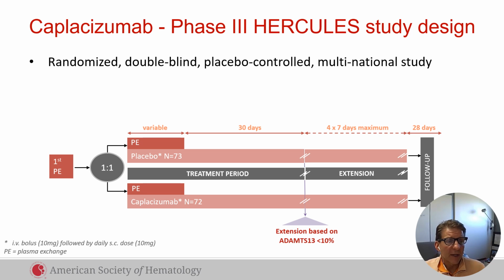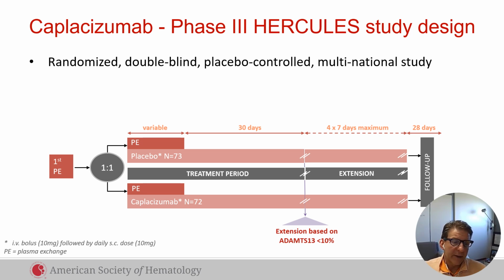So this is a significant clinical event that, as you can see from the previous data, rituximab and steroids really have not been able to address. This is the schema from the phase 3 caplacizumab study, the HERCULES study, which was the licensing study which led to the FDA approval and EMA approval of caplacizumab for the treatment of TTP with plasma exchange.